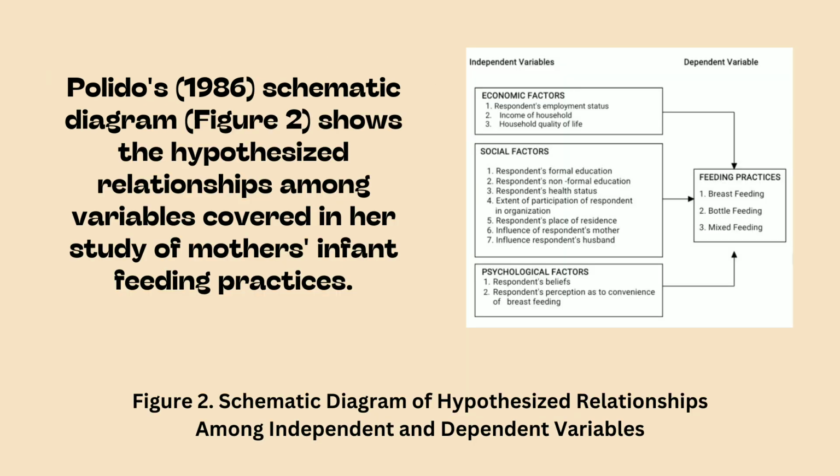Finally, Pulido's 1986 schematic diagram, Figure 2, shows the hypothesized relationships among variables covered in her study of mothers' infant feeding practices. So, example siya sa schematic diagram of hypothesized relationships among independent and dependent variables. Diri naa tay independent variables, which are economic factors, social factors, and psychological factors. Then, gi-connect siya sa dependent variable, which is ang feeding practices: breastfeeding, bottle feeding, and mixed feeding.